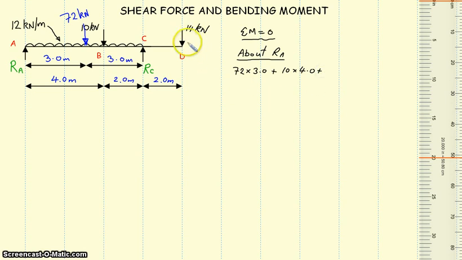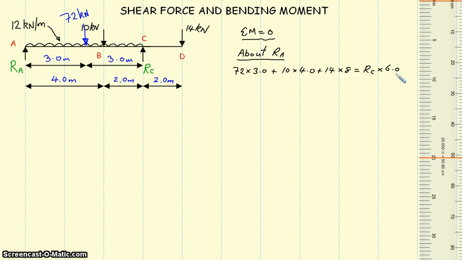Plus we also have this 14 kilonewton point load at the end of the cantilever, and it is 8 meters away. Those are all the clockwise. So we now need to see what we have in an anti-clockwise direction around RA, and what we have is this reaction at C. So we have RC times the distance away from RA, which is 6 meters.